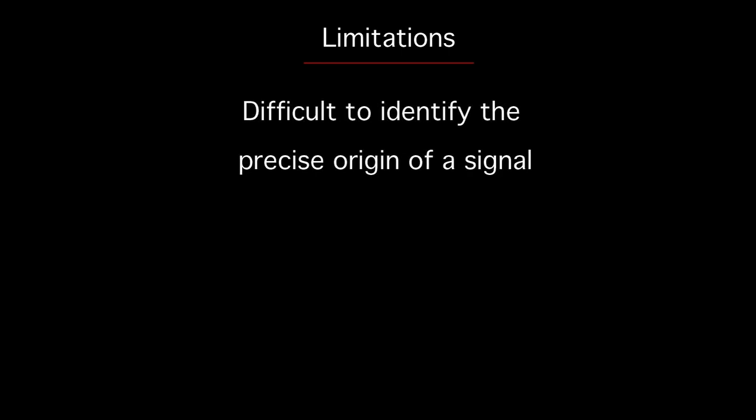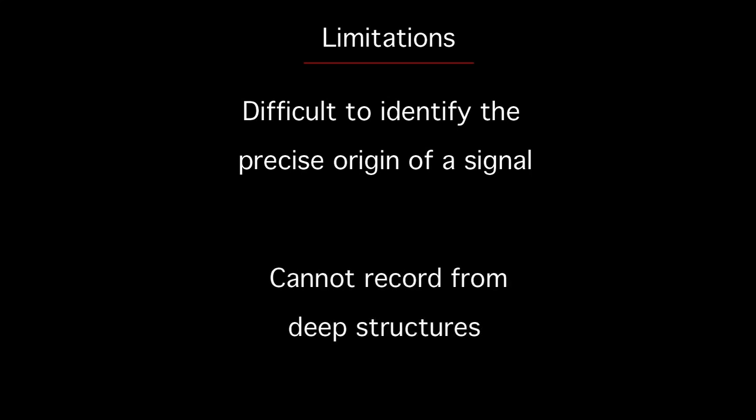Limitations of EEG techniques are primarily related to their poor spatial precision. Because electrical signals need to pass through the skull and be considered an aggregate, it is difficult to identify the precise brain region from which a signal originated. Additionally, EEG techniques are limited in their ability to record activity from deeper structures beyond the cerebral cortex.